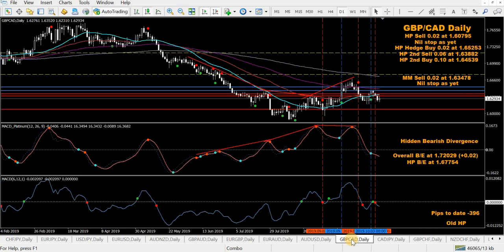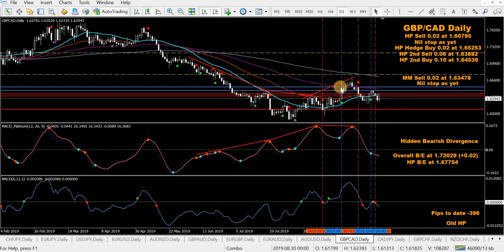I'll make plenty. Pound CAD, another pound problem. Got a few too many trades on here. I don't know what I did here. I'm down a few pips. And the HP break even is at 167, so it's up here.